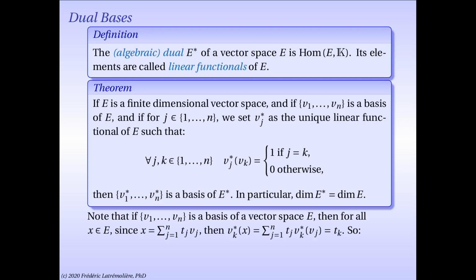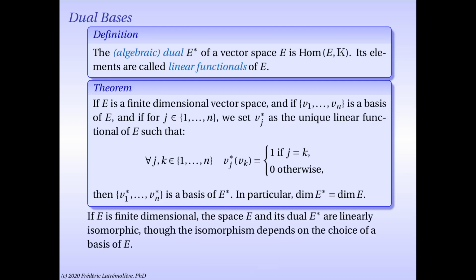We've seen that in the proof of our main theorem. But that means simply by substituting t sub k by v star k at x that we get this very nice expression for the vector x. It can be written simply as the sum over j from 1 to n of v star j at x times v sub j. So the dual basis essentially reads the coordinates of a vector in the original basis.